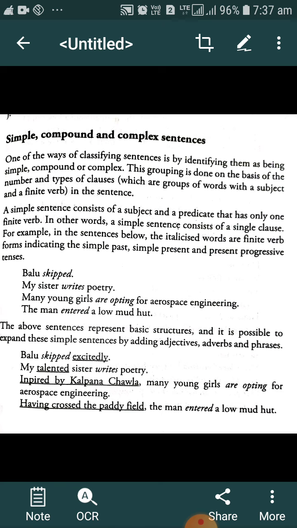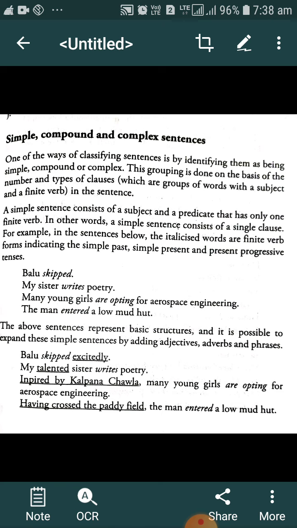We have to keep it because it is an infinite verb, and with the help of an infinite verb we can make a phrase. We have added the phrase inspired by Kalpana Chawla to the basic structure, and we have expanded that particular sentence. Having crossed the paddy field, the man entered a low mud hut. Here also, having crossed is a phrase we have made with the past participle.